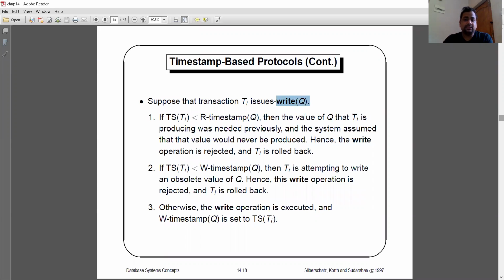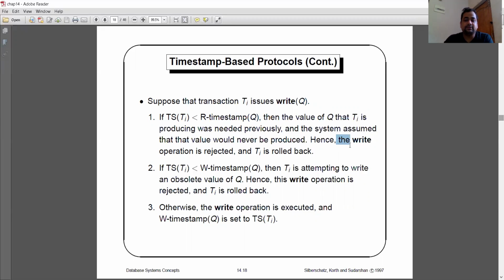Next, the read is completed. Second, we have to perform the write operation. As previously discussed, for the write operation you have to check against the read timestamp. If the timestamp of Ti is less than the read timestamp of Q, which one is executed first? Ti is executed first. Then the value of Q that Ti is producing was needed previously, and the system assumed that the value would never be produced. Hence, the write operation is rejected and Ti is to be rolled back.